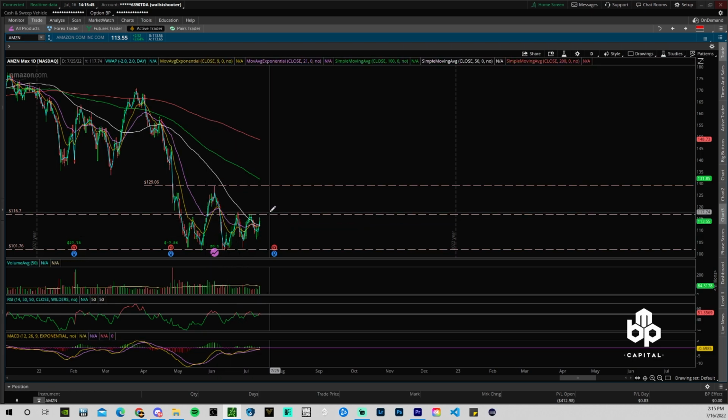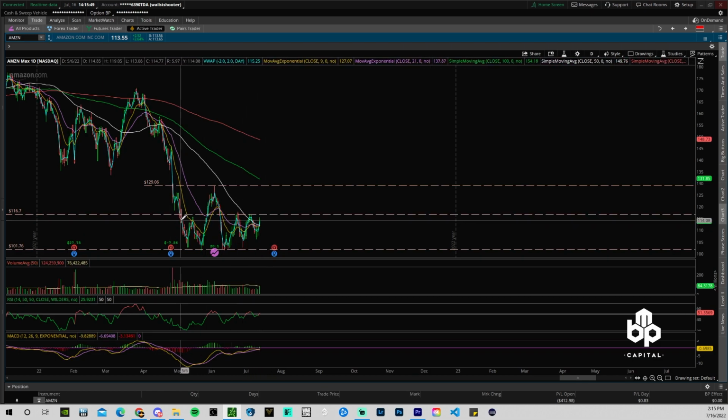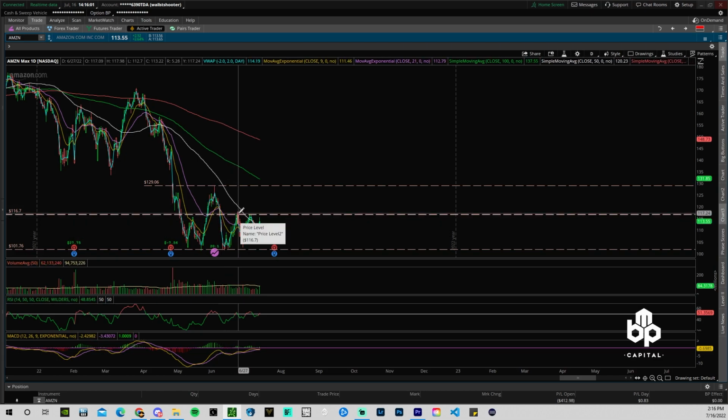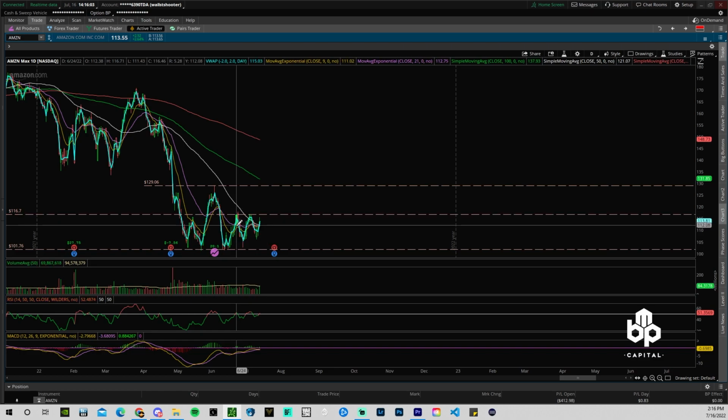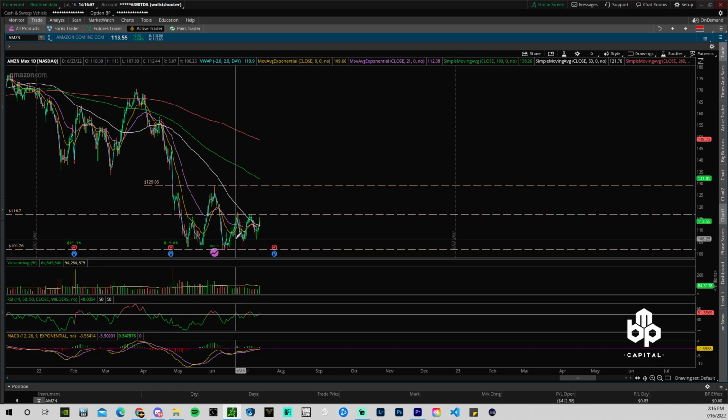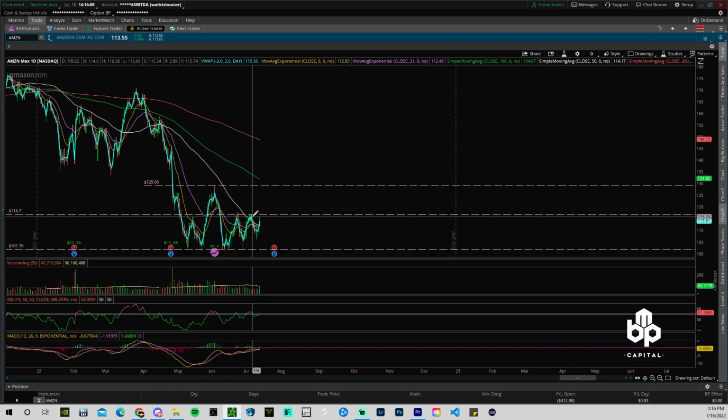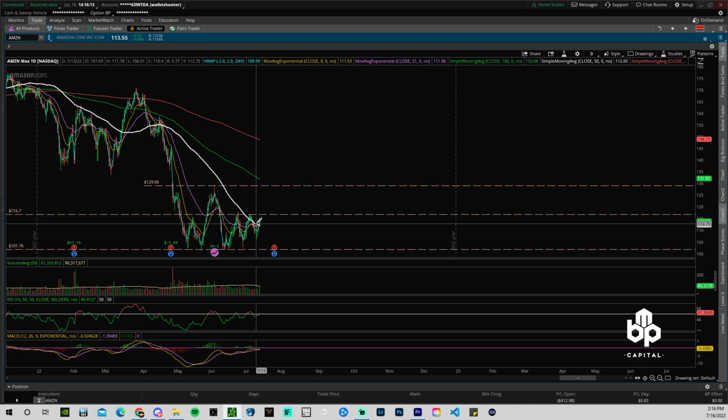You could, but you need to be aware that 116 is a heavy resistance level. As you can see, we have price action hitting this 116 level, only breaking out one time, but returning and falling. 116 has had big rejections, right? Boom, rejected, sent it back down. Boom, sent it back down again. Now we're approaching it again, so you want to be very cautious.